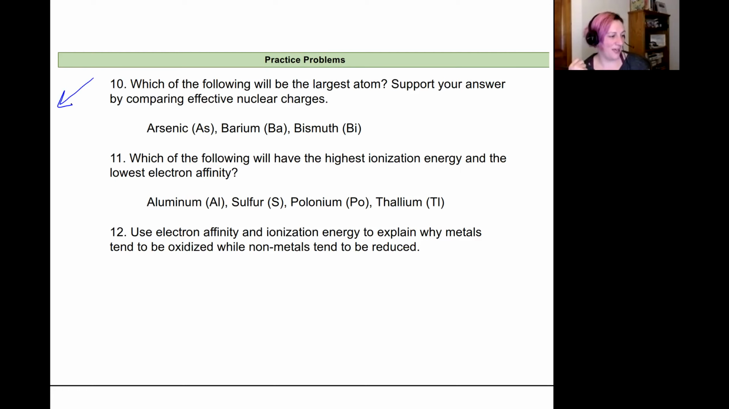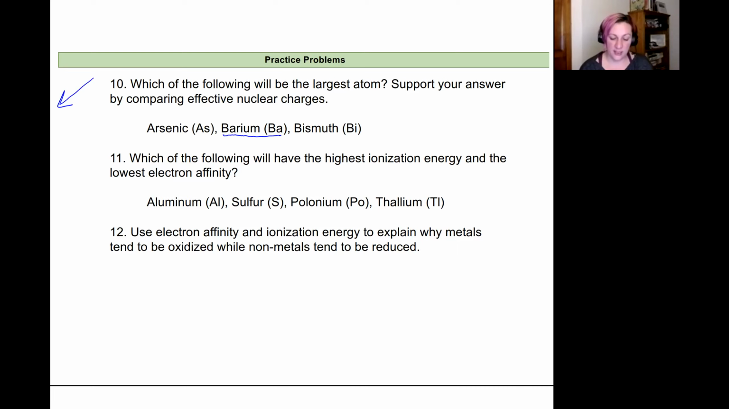All right, so pull up a periodic table if you've got one in front of you. Barium is in row 6, and bismuth is also in row 6. So I would predict that barium would have the larger size. I'm just going to underline it so I remember that. All right, so let's figure out the effective nuclear charges for these.